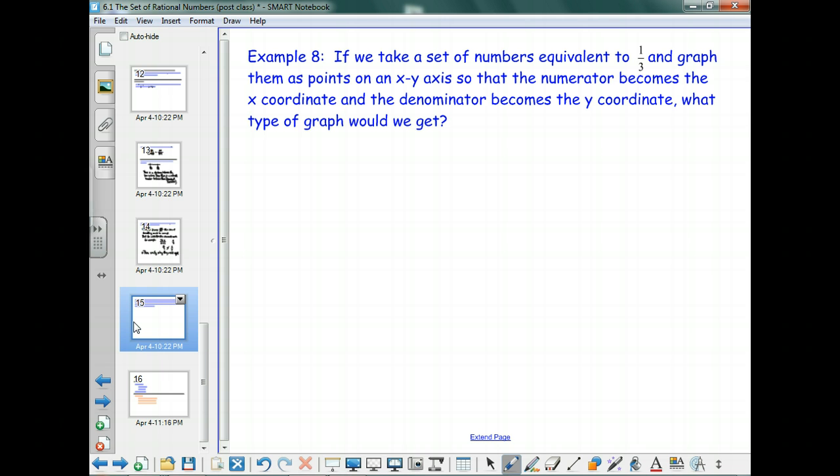If we take a set of numbers equivalent to 1/3 and graph them as coordinates or points on an xy axis, so the numerator is the x coordinate and the denominator is the y coordinate, what type of graph do we get? There's a lot of math jargon in here. But the first thing it says is we need a set of numbers equivalent to 1/3, right? So let's actually create some numbers equivalent to 1/3, which is something we've already done. So 1/3, what else?